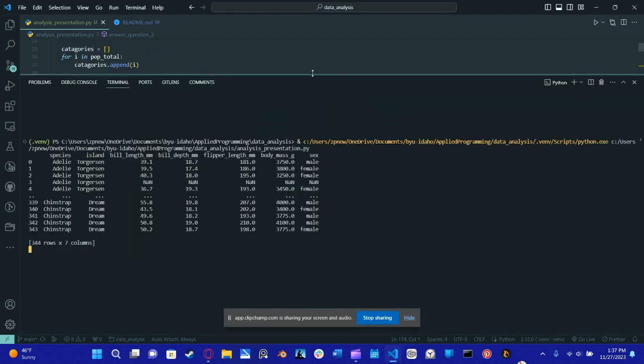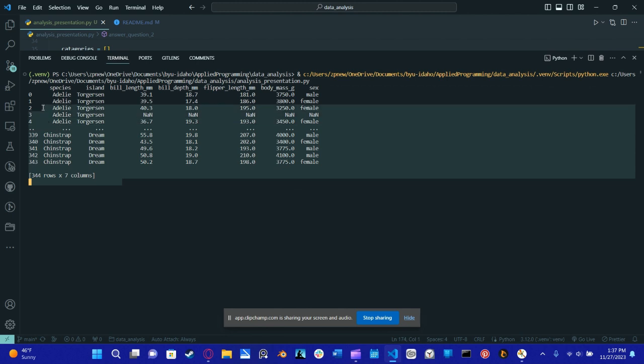Here we get a printout of the Palmer Penguins data set. It has columns for species, island, bill length, bill depth, flipper length, body mass, and sex. Each row is a different penguin. Like we have an Adelie penguin from Torgersen Island. It had a 39.1 millimeter long bill that was 18.7 millimeters deep. Its flipper length was 181 millimeters. It had a body mass of 3,750 grams, and it was a male penguin.